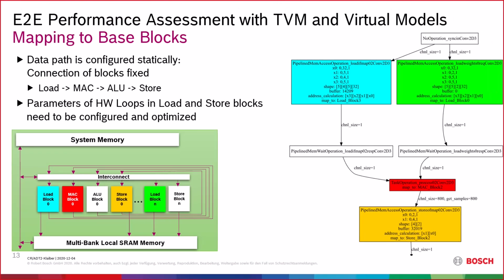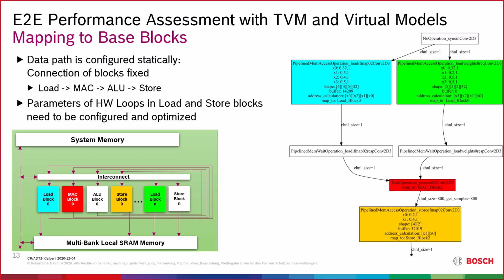The second information embedded into the task graph is the data path of the hardware. So this path must be configured statically prior to execution of the task graph. So a specific load block is connected to a specific MAC unit, which is connected to a specific ALU, and this is connected to a specific store block. So data that is loaded by a load block, for example here the cyan one, is loaded from the internal memory, forwarded to the MAC block, accumulated, and then forwarded to the ALU block, where for example a ReLU operation is carried out, and then the result is brought to a store unit, which then stores it again into internal or external memory.